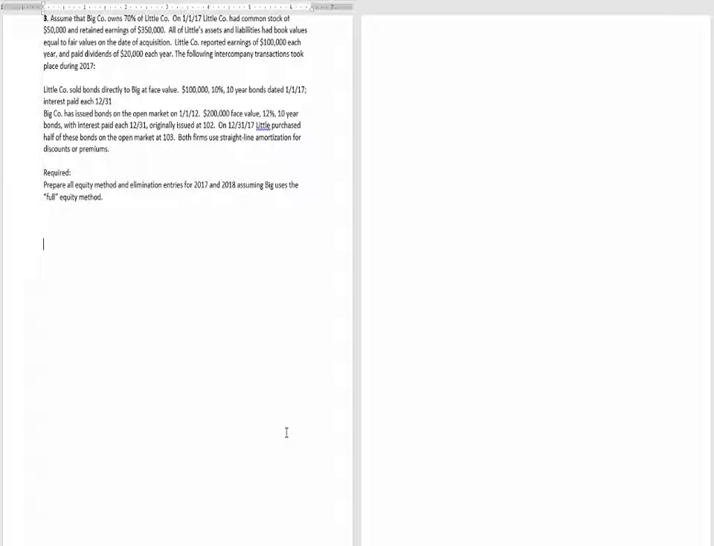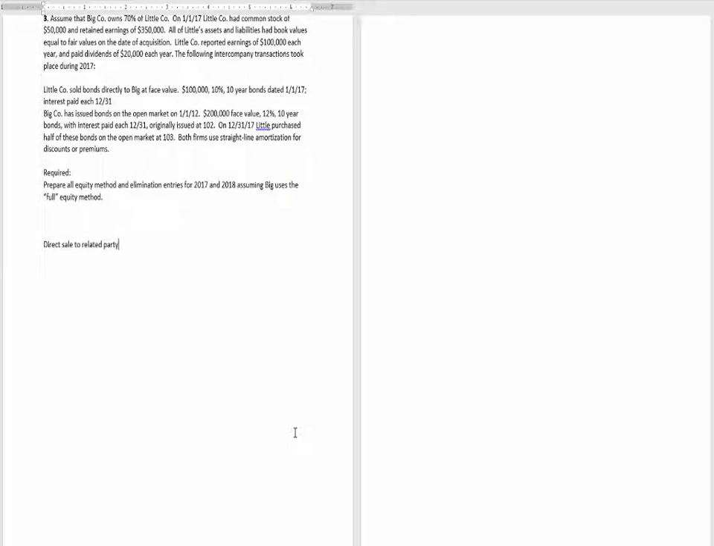The second one, we have Big company issuing bonds in the open market at the beginning of 2012 at a slight premium, and then 6 years later, Little comes along and buys half of the bonds on the open market at 103. So this is going to be, again, what's referred to as a constructive retirement, and this gets to be a little bit more involved. But first, let's go ahead and deal with the direct sale of bonds to the related party.